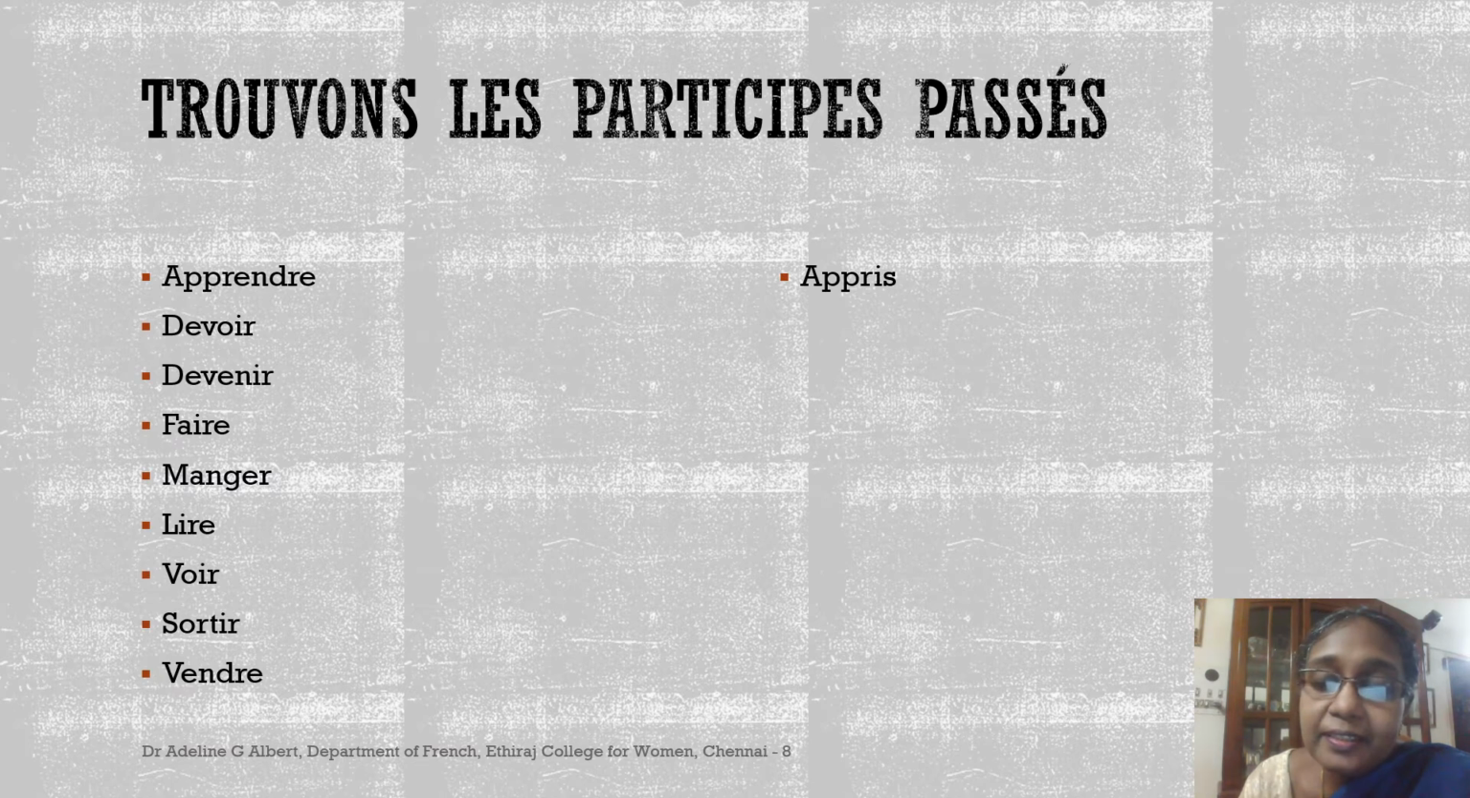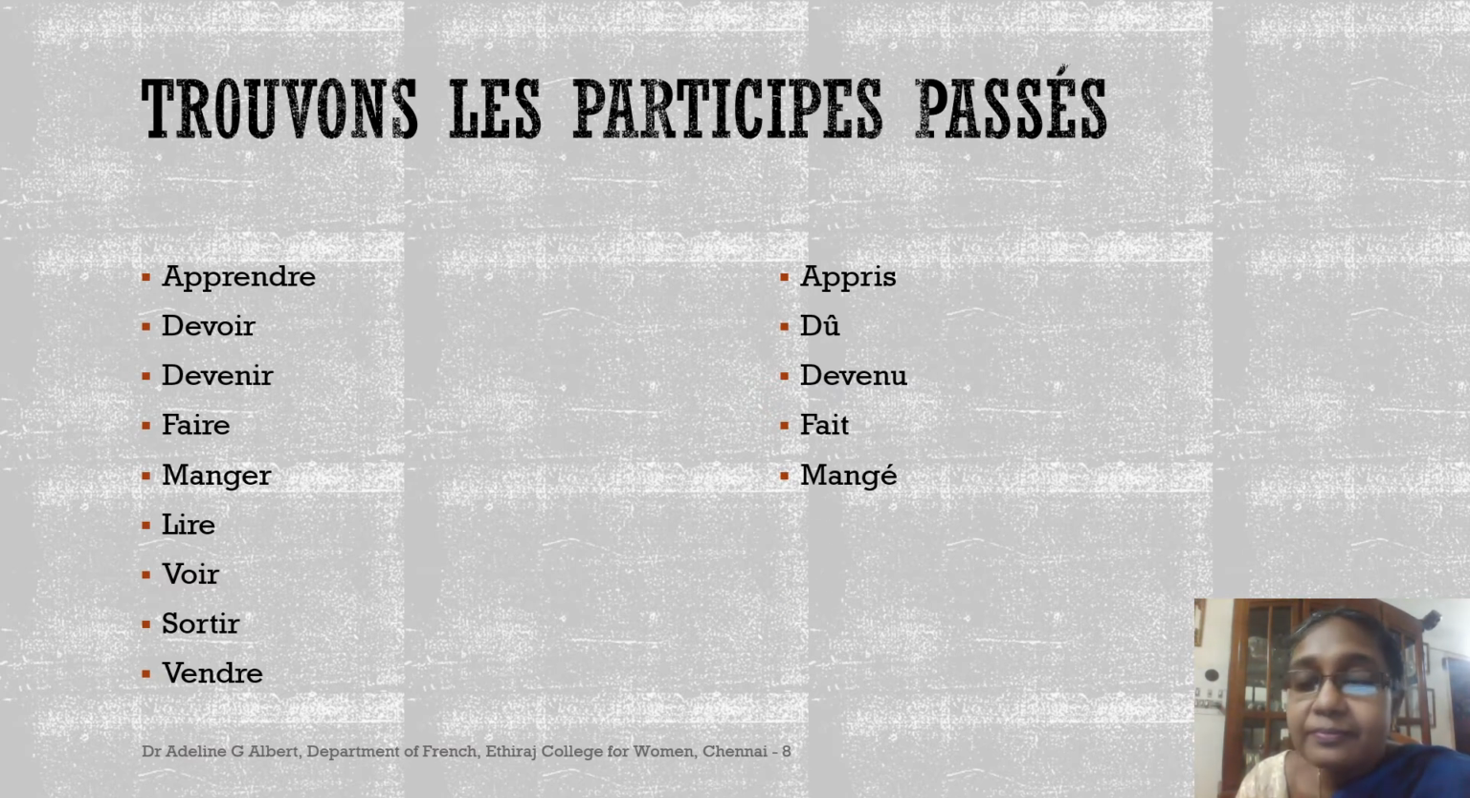Devoir was the only thing I told you that has a hat on top of the U, dû. Devenir is linked to the verb venir, devenu. Faire stands on its own, F-A-I-T, it also means fact. So when it's a noun, it means fact. When it's a past participle, it means done or made.